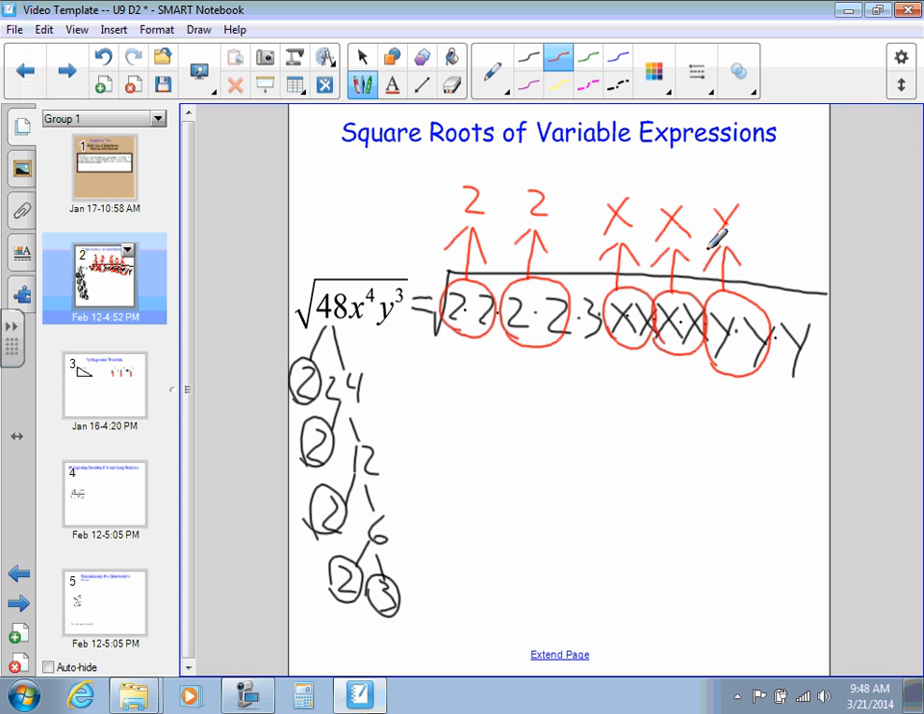Outside of the radical, we have 2 times 2, which is 4. X times x is x squared. And then y times the square root of, and let's see what's left inside, we have a 3 and a y. So the square root of 3y.